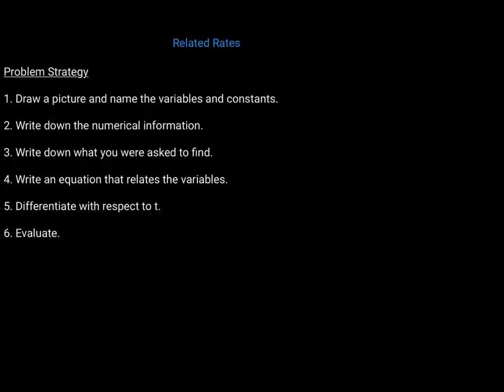So this is the information that's given to you. Write it in terms of the symbols you have chosen, all right? The variables that you have chosen and so forth. Step three, write down what you were asked to find. Remember, it's hard to answer a question if you don't understand what they're asking. So make sure you write down exactly what they're asking you to find. Usually it's a rate expressed as a derivative.